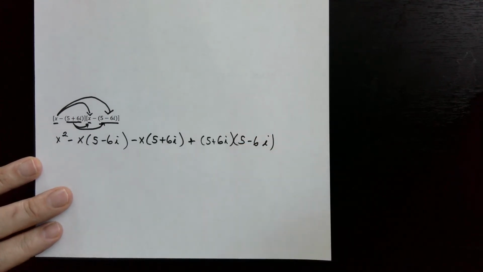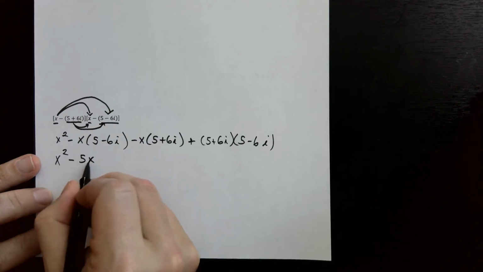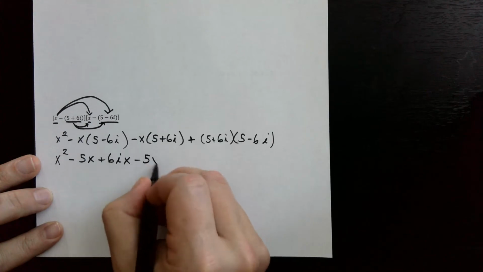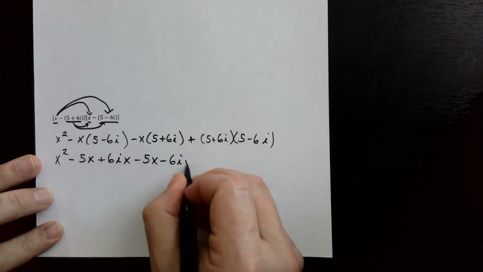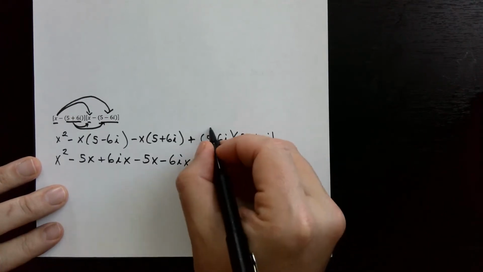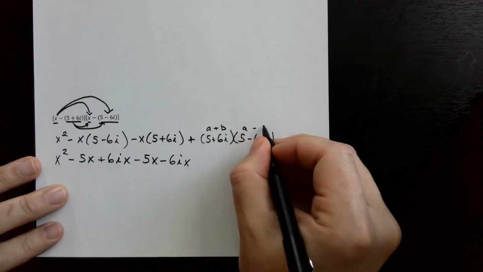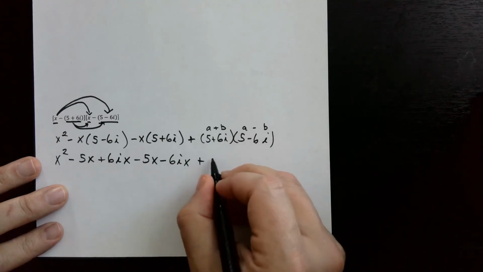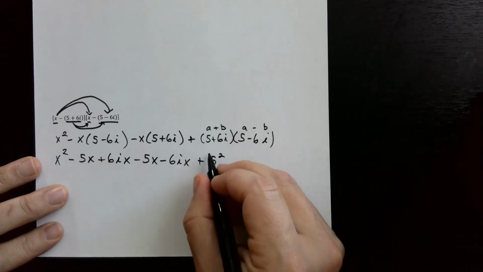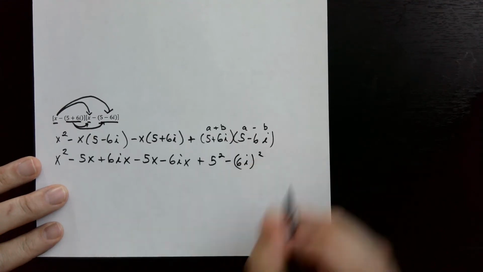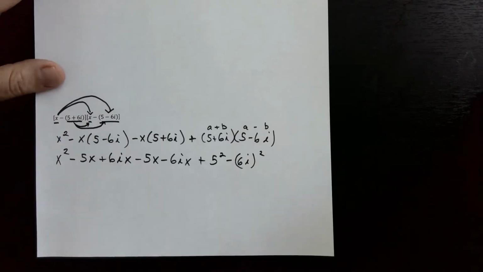Okay, so let's do a little distribution here. The x squared stays. We multiply this through, we get negative 5x, and then positive 6ix. Another negative 5x, and a negative 6ix. And let's multiply this, this being a difference of squares, a plus b, a minus b. So it's going to be the first term squared minus the second term squared. So plus 5 squared, and then minus 6i squared. Okay, this cancels.